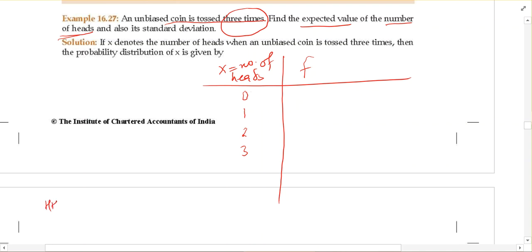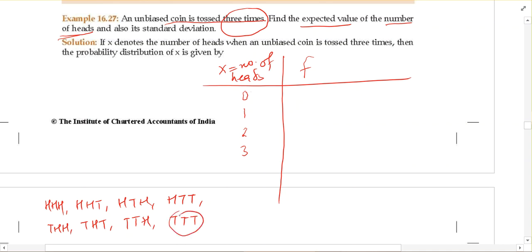So the sample space is HHH, HHT, HTH, HTT, THH, THT, TTH, TTT. So 0 heads, only this one is the case, 1 by 8. 1 head, this one and this one, 3 upon 8. Again this one also 3 upon 8, and this one is 1 by 8.